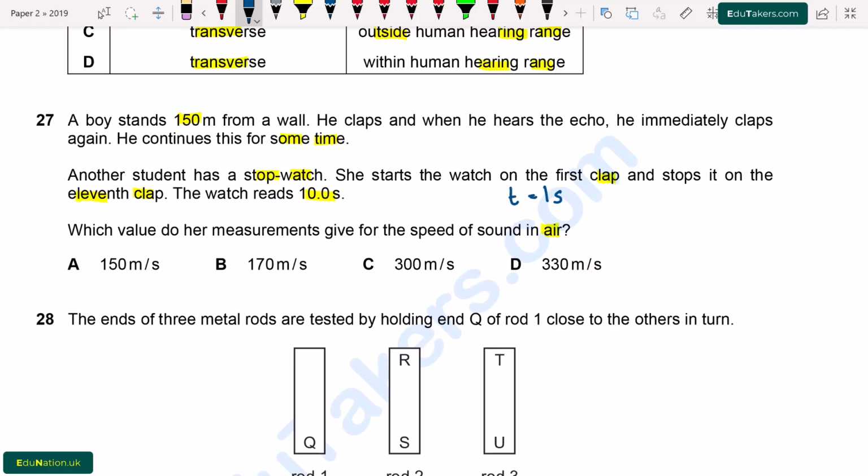Here is basically the phenomenon of echo. First of all, the sound wave travels and then comes back. So the total distance will be equal to 300. I use the formula v = 2d/t, where d is the distance, which is 150 meters, and 2d is basically 300 meters. So I write 2 multiplied by 150 divided by 1. So v will be equal to 300 meter per second. From here, option C is correct.